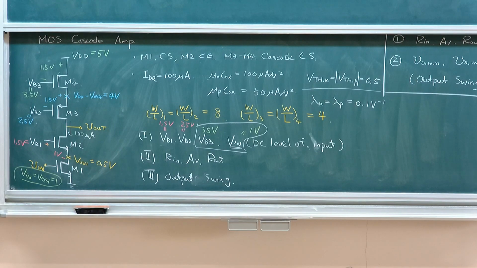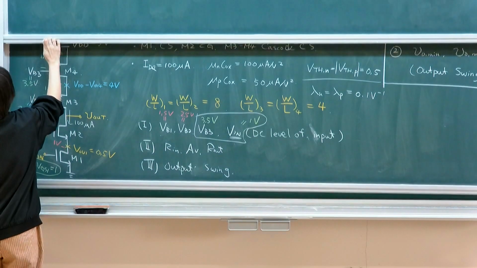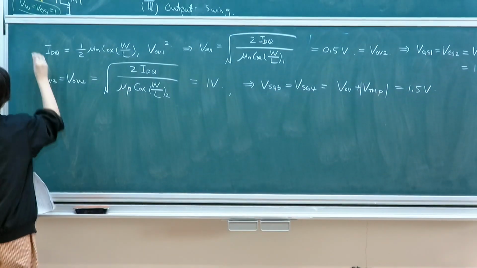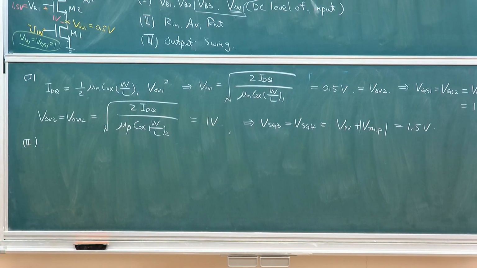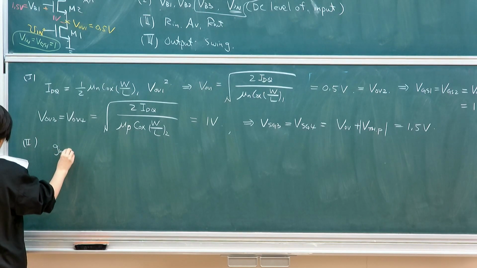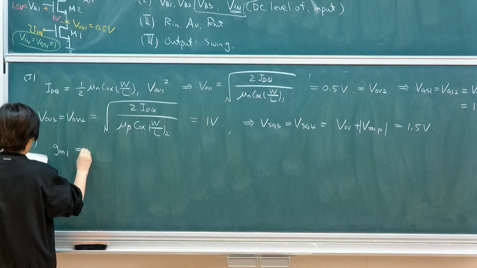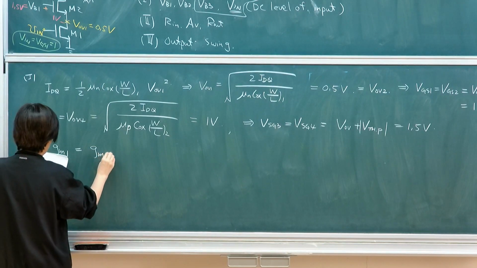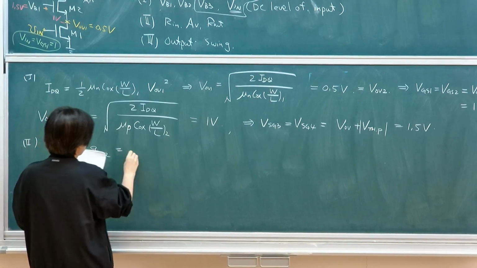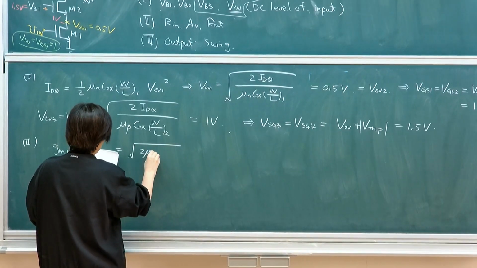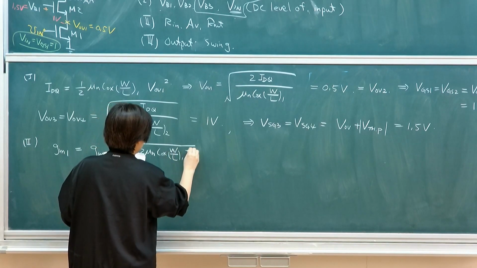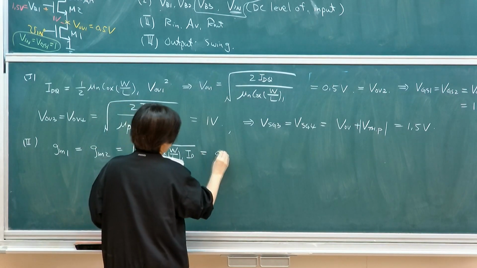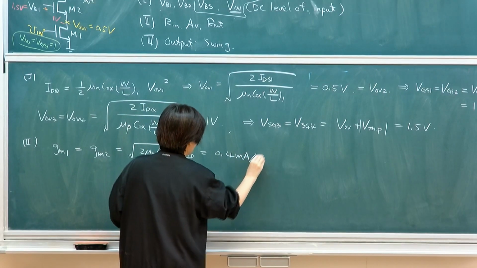Okay, so we're going to check on this. So we get all this part. Let's look at its voltage gain. To get voltage gain, the first thing you do is find transconductance. We need GM1 equals GM2, since we know they're identical transistors. There are various ways of doing this. You can do it with square root of 2 mu Cox W over L1 times ID, and this will give me 0.4 milliamp per volt.